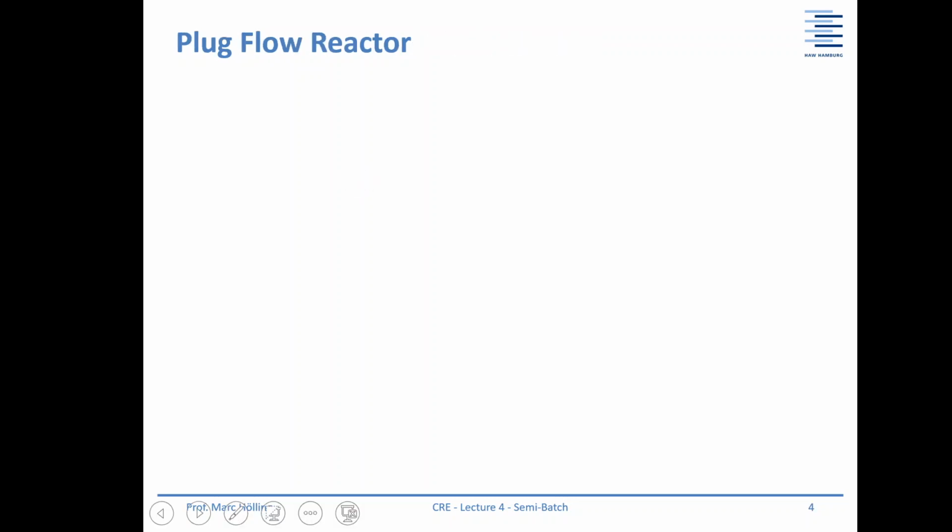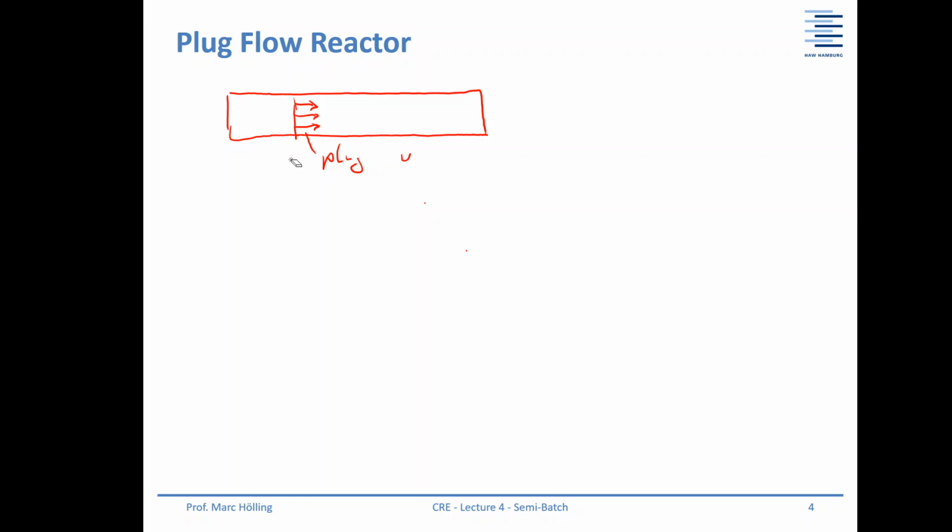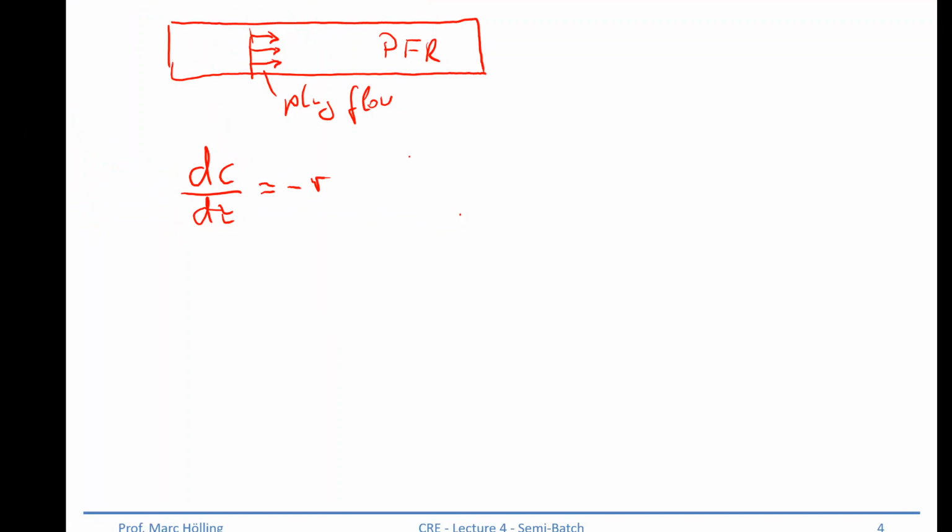So your plug flow reactor is just a long pipe, and your main assumption is that you have plug flow in it. Holy moly, plug flow. And what is your governing equation for a plug flow reactor? So let's put it here. This should be our PFR. The governing equation would just look the same as for the batch reactor. The one thing is that we have here the tau instead of the t.